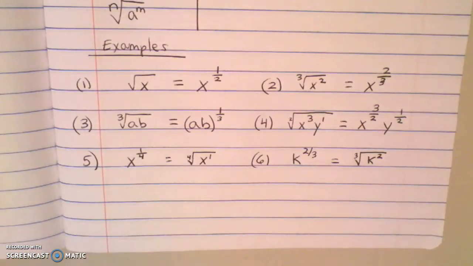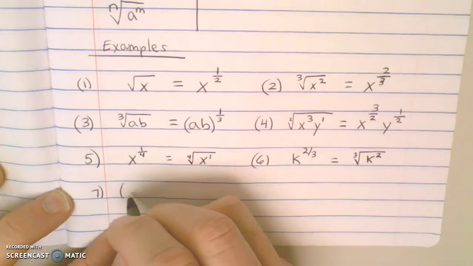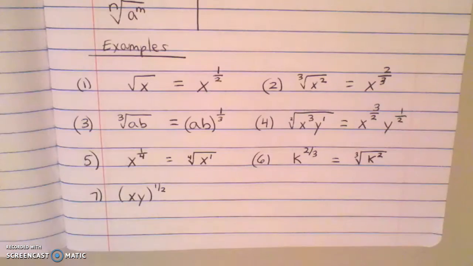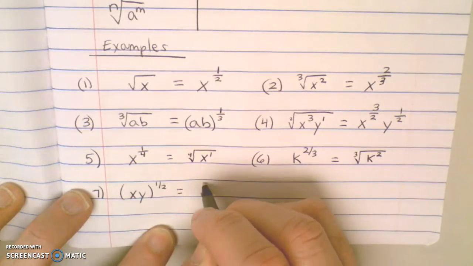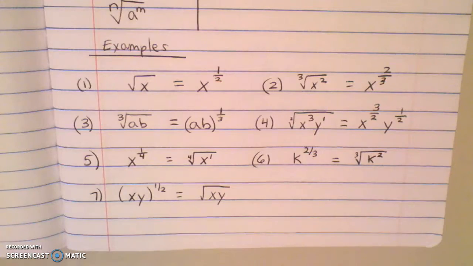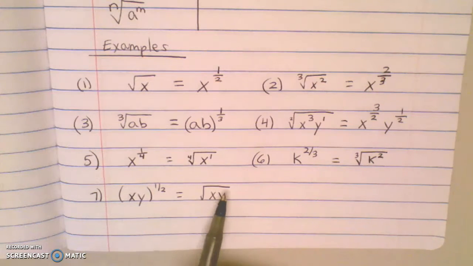Let's look at some more examples when there's more letters and numbers in there. Let's say you had x, y to the 1/2. Since x and y are in parentheses, that 1/2 is being applied to both of them. So that actually turns into the square root. Remember, because we have a radical, that's what we're turning it into, x and y underneath it. When it's the square root, you don't have to write the 2. And the power on each of those is 1.